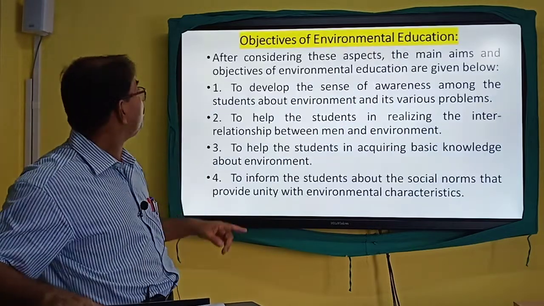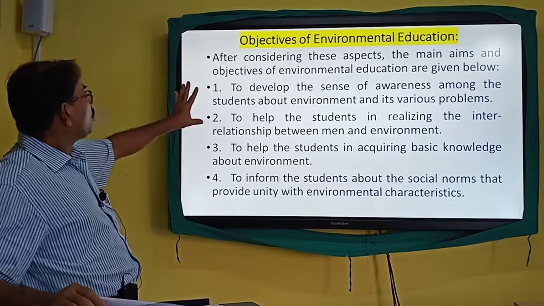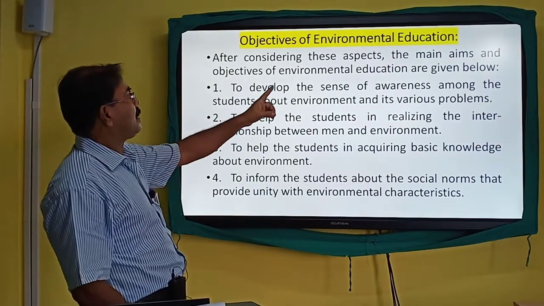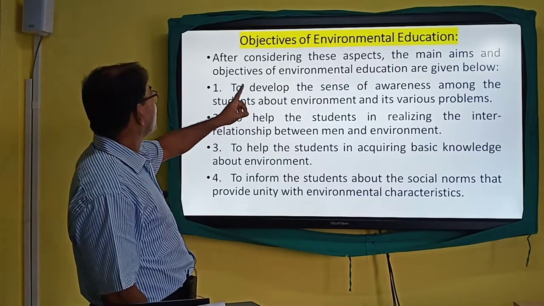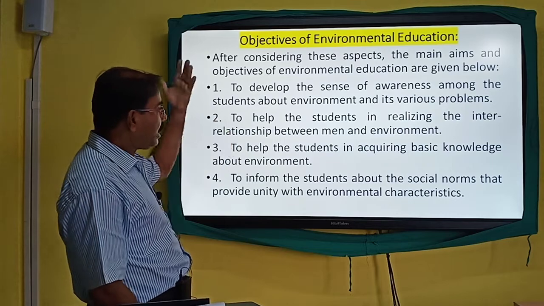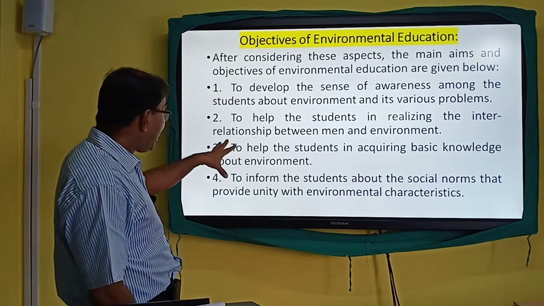Let us see the next one. This is also most important. These are also objectives. After considering these aspects, the main aims and objectives of environmental education are given below. Those were the basic objectives. These are the main objectives.